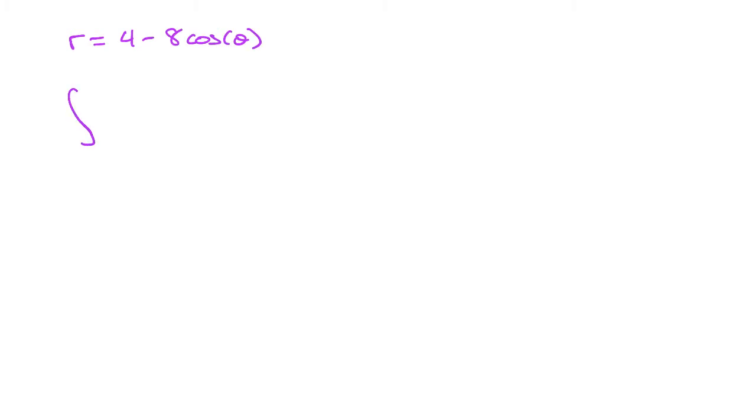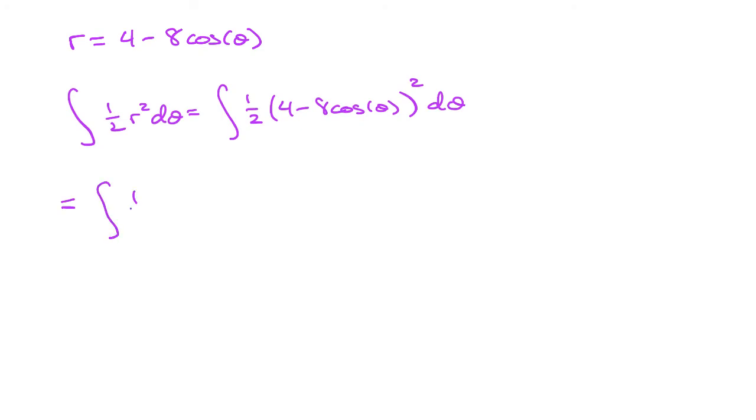And so just doing our integration of 1/2 r squared d theta, we're going to have the integral of 1/2 (4 minus 8 cosine of theta) squared d theta. Well, if we expand this, what we find is that we have a 1/2 (16 minus 64 cosine of theta plus 64 cosine squared of theta) d theta.